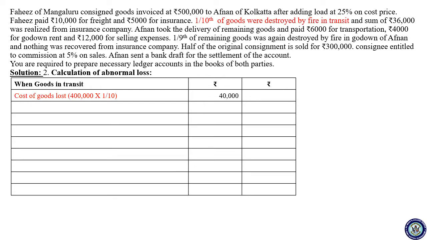First you have to take cost of goods lost. You have to take the cost price, okay, not the invoice price. So whenever you calculate the abnormal loss, it is cost price. So that is 4 lakh is the cost. On that 1/10, 1 divided by 10, it comes to 40,000.